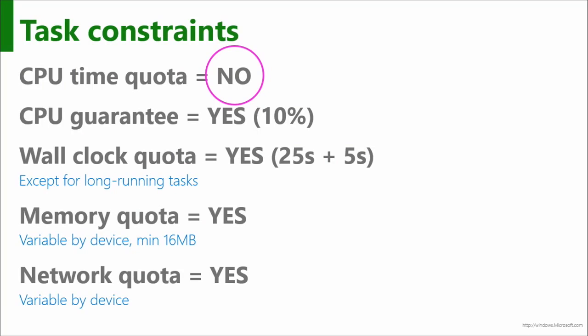All right, let's talk about constraints. Things that you can't do is not what this is about. These are things that your task is going to be limited to. So it used to be in Windows 8, CPU time was the quota. So you only had 2 seconds or maybe one CPU second. A very difficult problem for developers to get their head wrapped around.